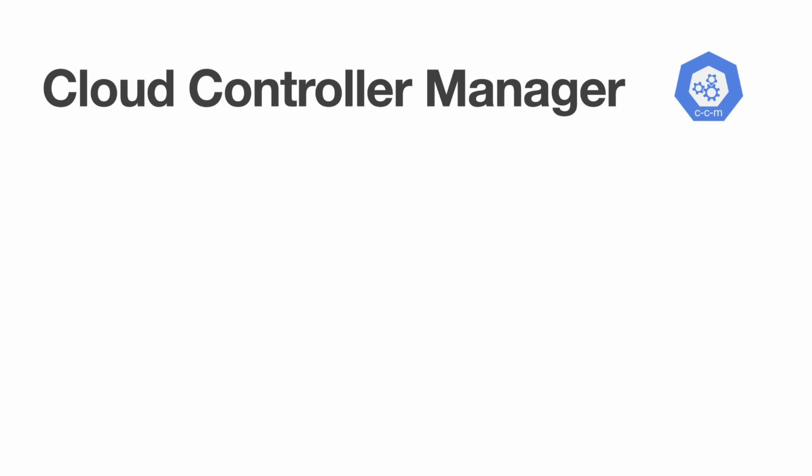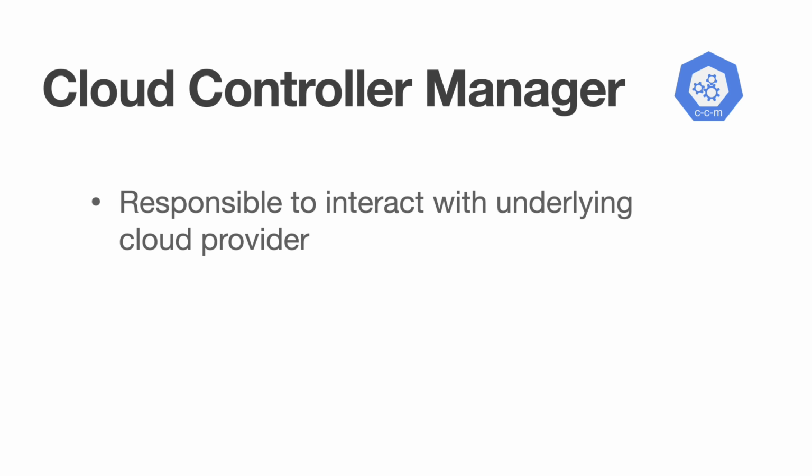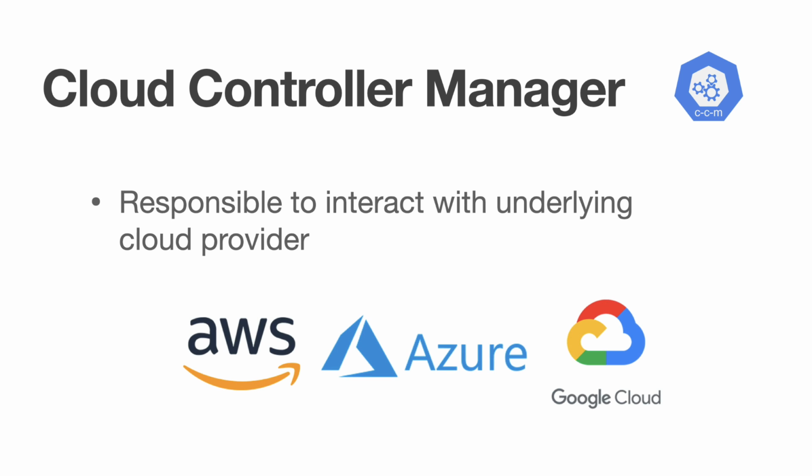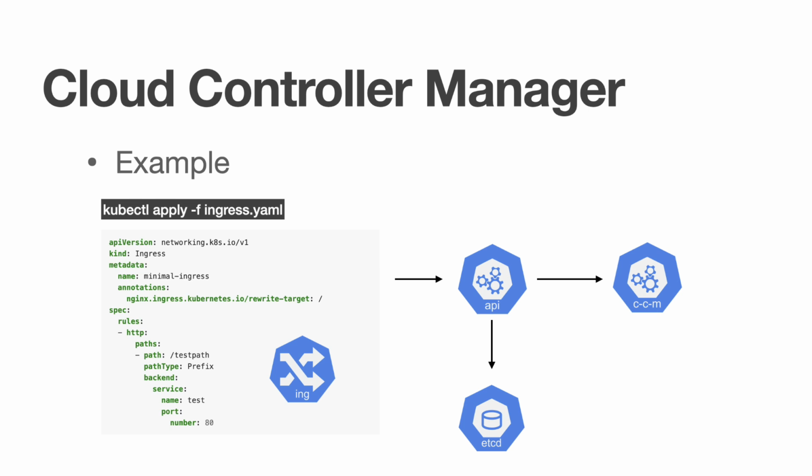We also have the Cloud Controller Manager, and the Cloud Controller Manager is responsible for interacting with the underlying cloud provider, such as AWS, Azure, or Google Cloud. So in this example here, we have a bit of configuration, and you're going to learn about all of this and what it means. Basically, this manifest, which I've called ingress.yaml, contains an ingress, and this gives us a load balancer.